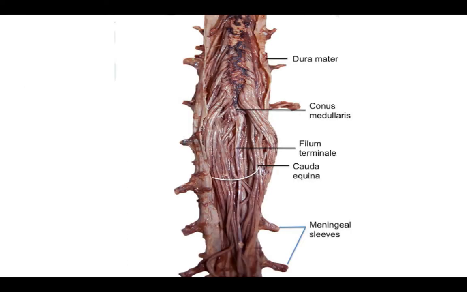And this is just a picture of a cadaver where we can actually see where each of these structures are at. And as we can see, the conus medullaris is at the end, around L2. And we can see the cauda equina and also the filum terminale.